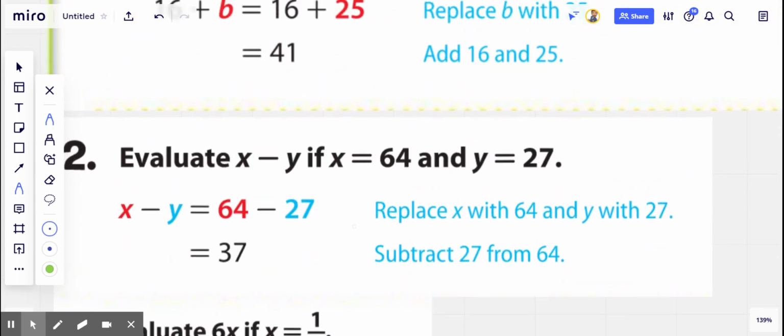Number 2 says evaluate x minus y if x equals 64 and y equals 27. They're telling you what x equals and what y equals. You're going to plug in 64 for x, which they did here, and then they plugged in 27 for y, which they did there. Replace x with 64 and y with 27, and then subtract 27 from 64. So your answer would be 37.